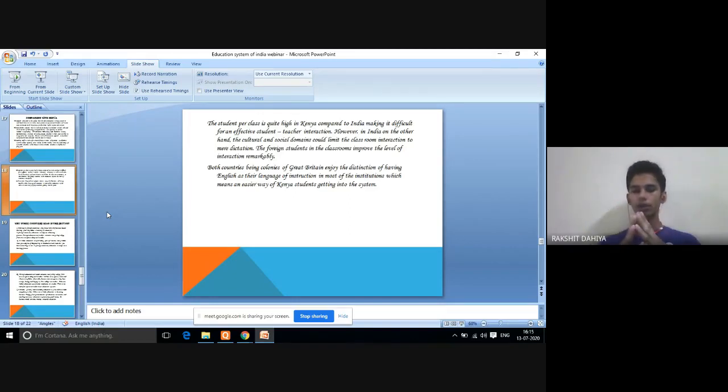Both countries, being colonized by Great Britain, enjoy the distinction of having English as a language. So we all were under Great Britain, so we all are taught English. That is very good, that if we go out of our country, most of the people speak English. So this is a good thing that took place because of Great Britain.